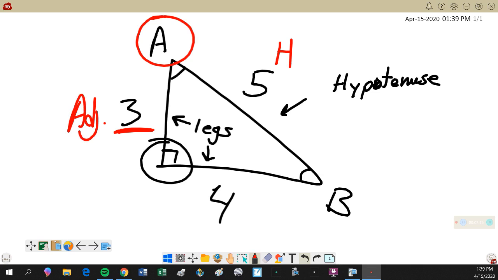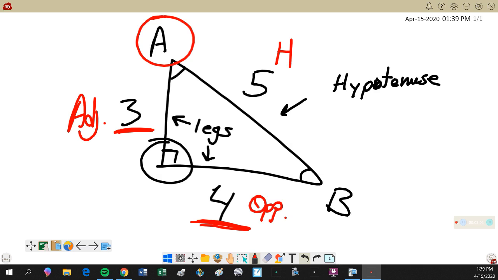Adjacent. Okay? And then side 4 does not touch angle A. So this side is called opposite. And those are the names of the three sides with relation to angle A. So for angle A, the opposite side has a length of 4. The adjacent side has a length of 3, and then the hypotenuse is always the hypotenuse.